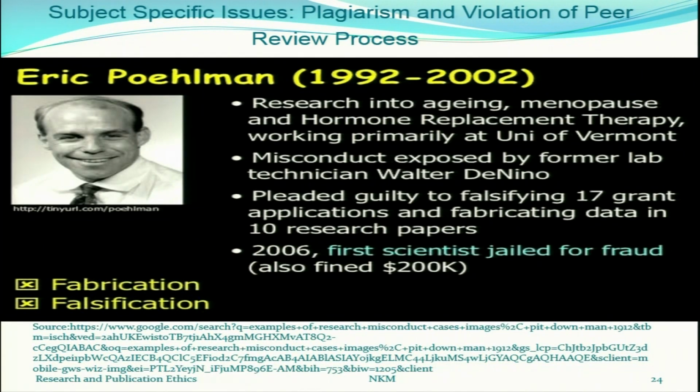Now in our next case, it was again about plagiarism and violation of the peer review process. We see the case again. In this case, we found that the research was done on aging, menopause, and hormone replacement therapy, working primarily at the University of Vermont. The misconduct was exposed by former lab technician Walter Danino, who pleaded guilty to falsifying 17 grant applications and fabricating data in 10 research papers.